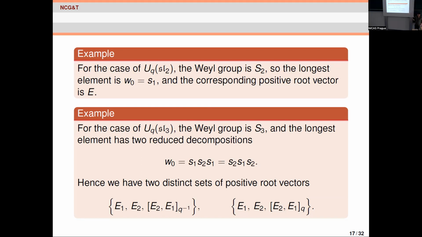And now if you go through the process that Lusztig described for defining your root vectors, one of them gives you E2 E1 with a q, and the other one gives you E2 E1 with a q inverse. And these two elements are not proportional to each other. So it is a genuinely different thing.